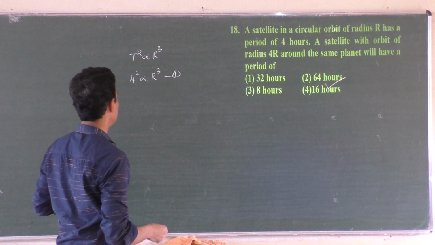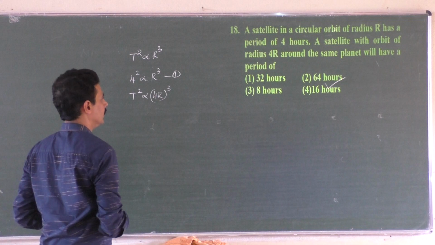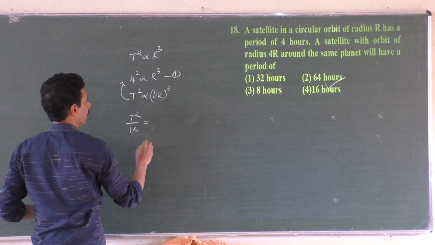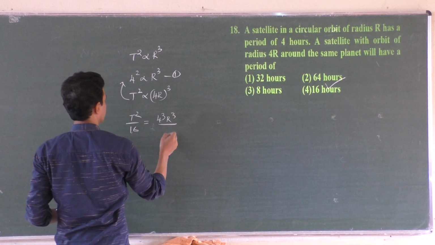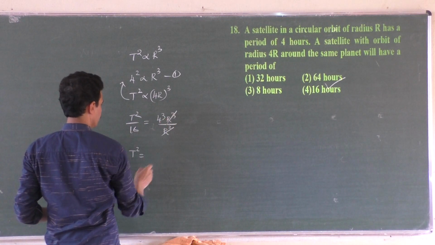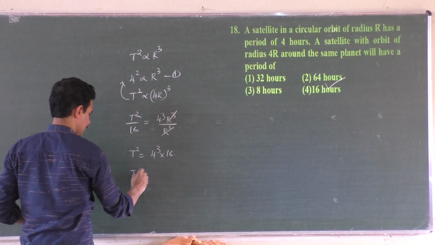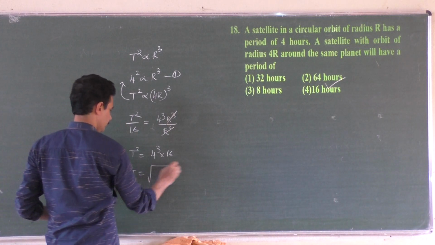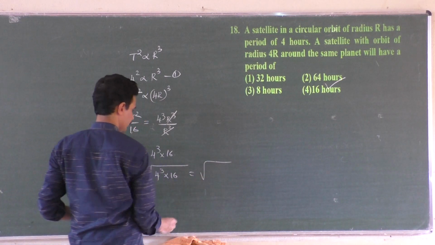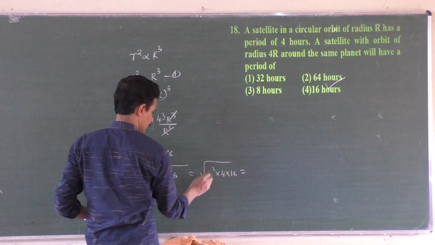A satellite with the orbit of radius 4r has how much period? T square by 16, divide this. T square by 16 is equal to 4 cube r cube divided by r cube. Right? T square is equal to 4 cube into 16. What is T equal to? The square root of 4 cube into 16. That is equal to the square root of 4 square into 4 into 16.